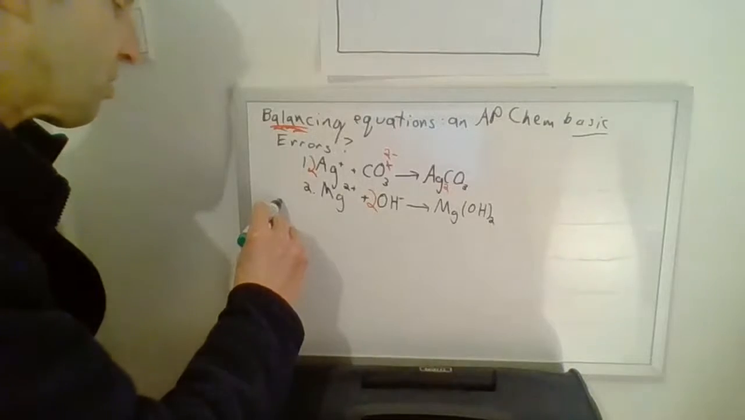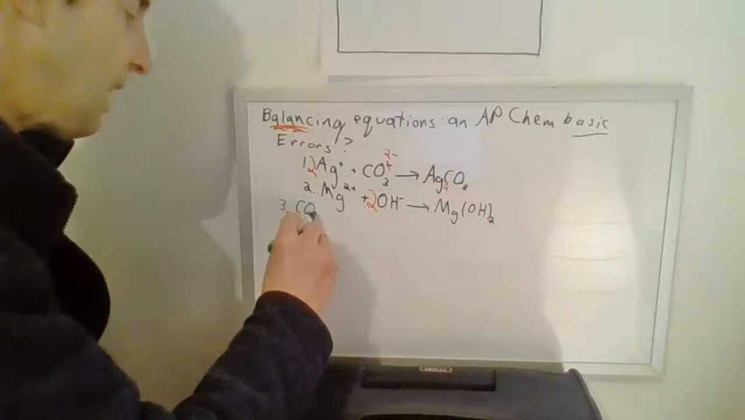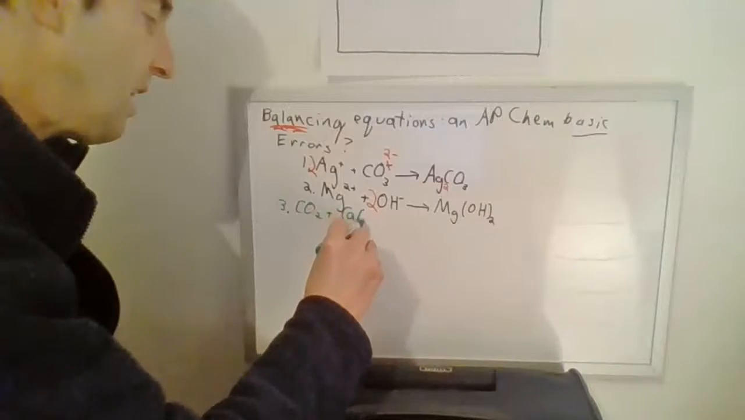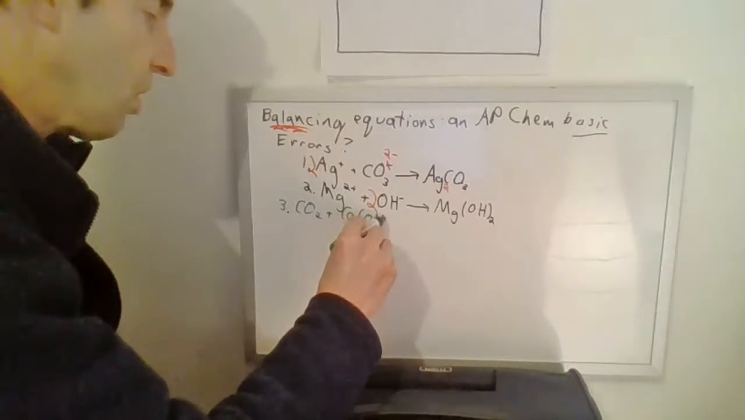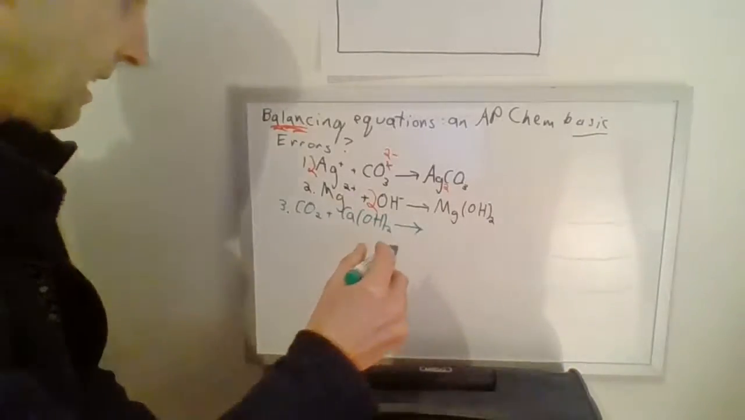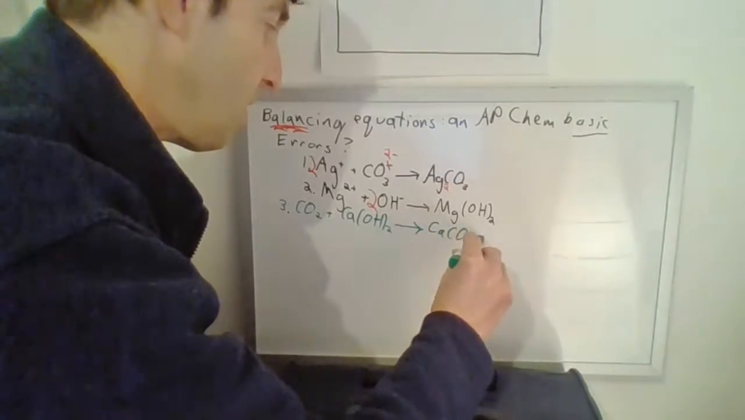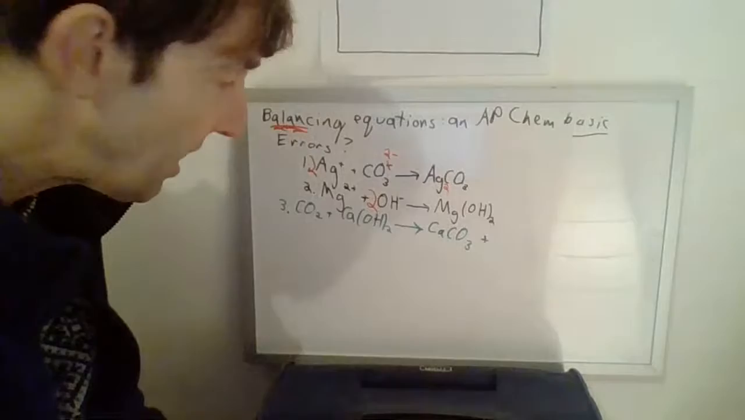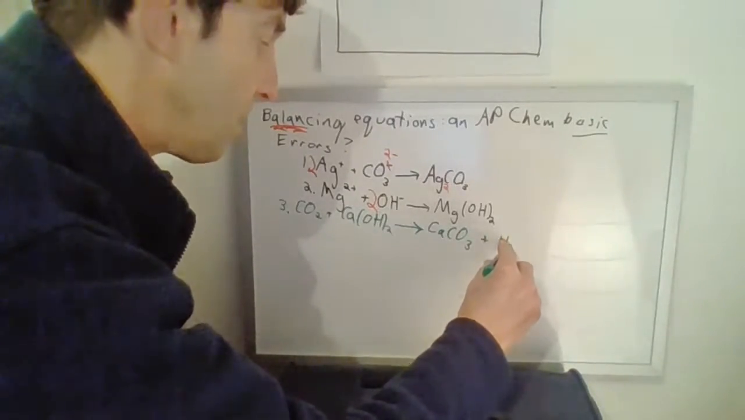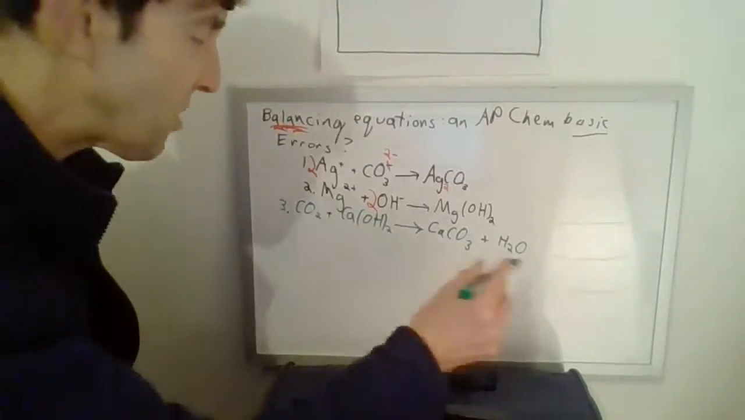Okay, here's number 3, and it goes like this. You guys took CO2 gas and bubbled it into Ca(OH)2, also called lime water. And you got CaCO3, which was the cloudy precipitate. And you got, if you do the math, you'll see you got water left over. Okay. Now, several of you so far have said, oh, that's not right.